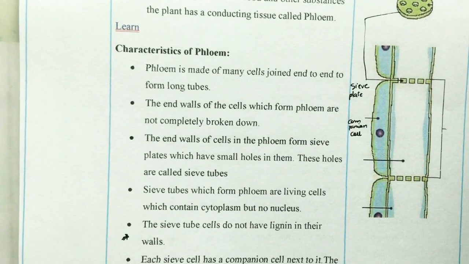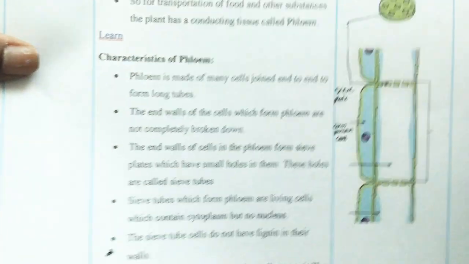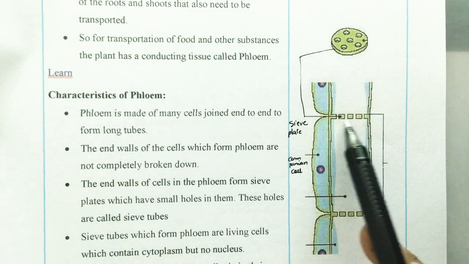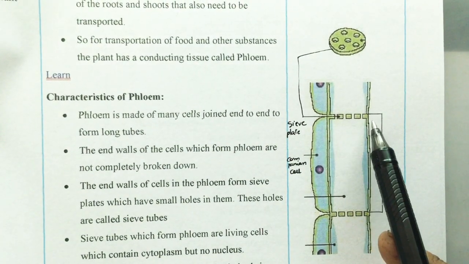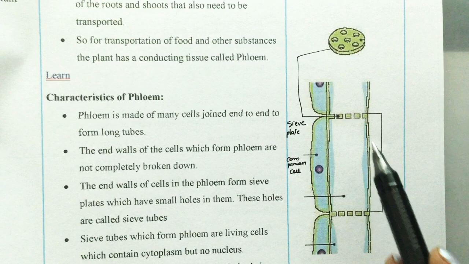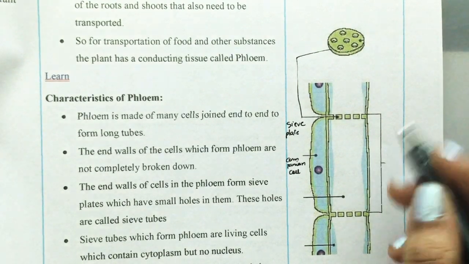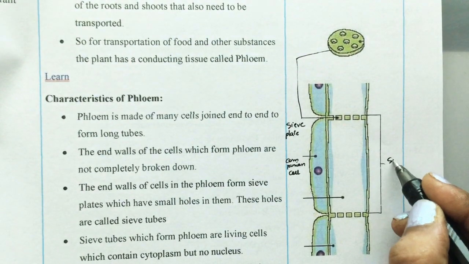Okay. So, let us see the diagram once more. This is the sieve plate. You have to learn this diagram. So, please draw this diagram and try to label the parts. This entire thing is your sieve tube.